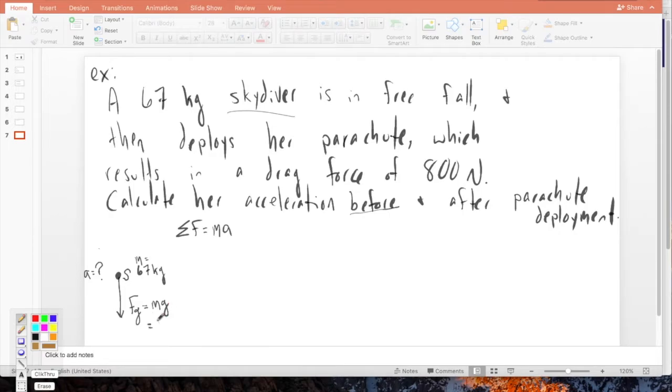So I can calculate the force of gravity right now, 67 times 9.8. There may be some practice problems, example problems that have you round that 9.8 to 10, but I hate to do that. It's a pet peeve of mine for some reason. So 67 times 9.8, getting 656.6. What's the unit? Newtons. So that is the size of the force of gravity acting on her.